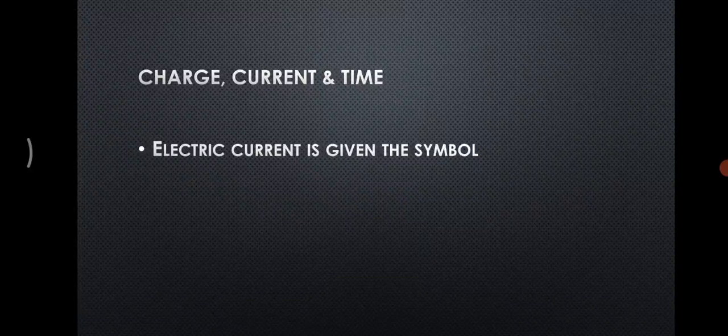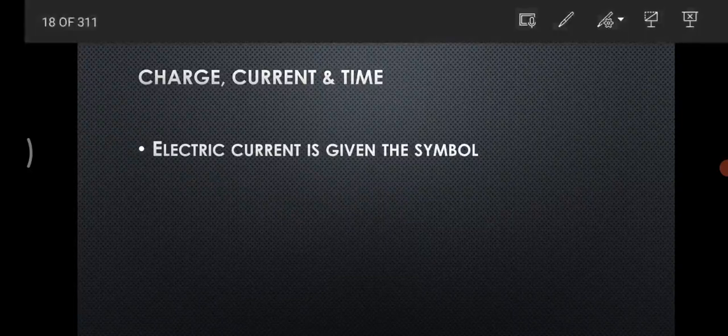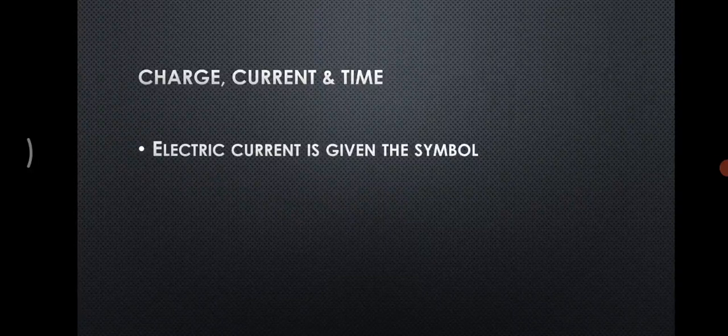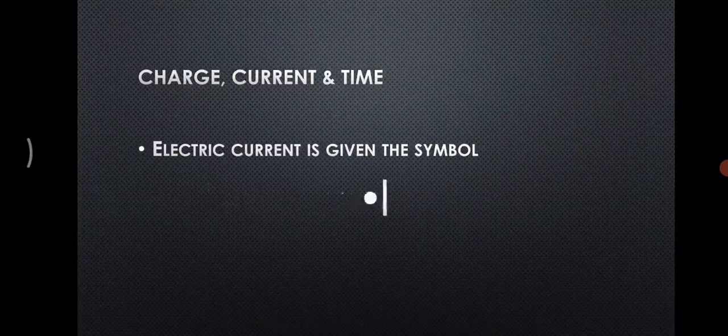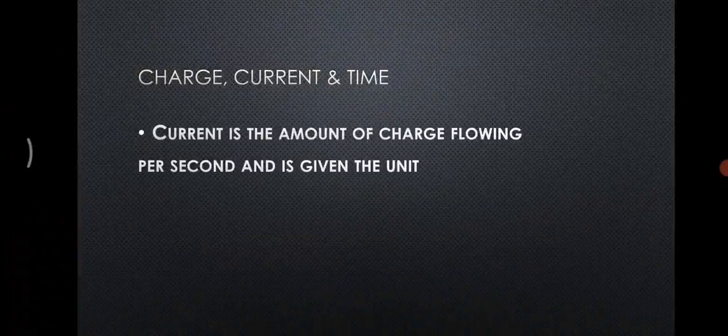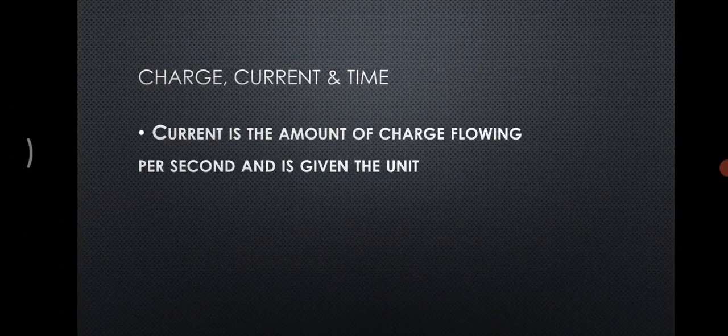Electrical current is given by the symbol I, not charge. What is current? Flow of charges. It is given by the symbol I. Electrical current is the movement of negative charges in a circuit. Remember this one, children.